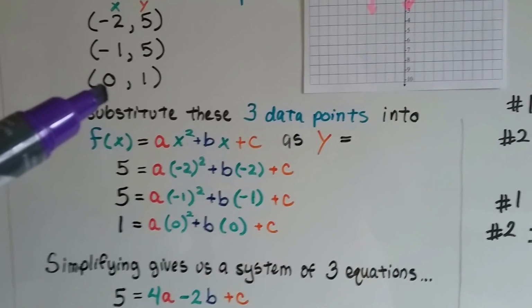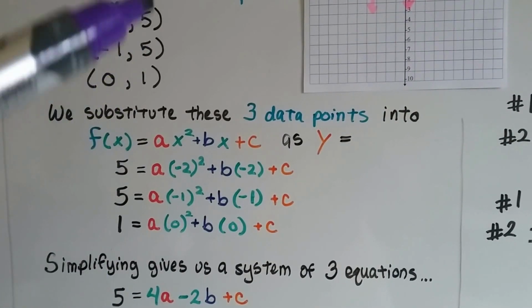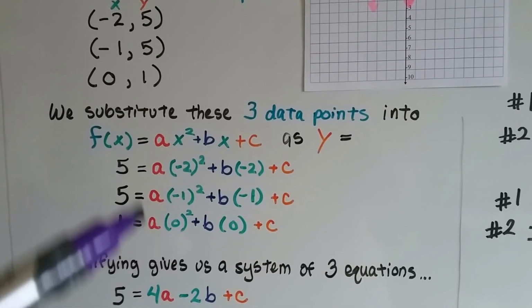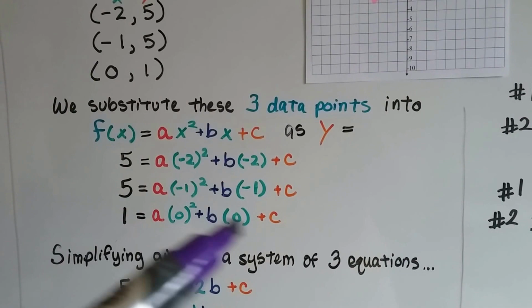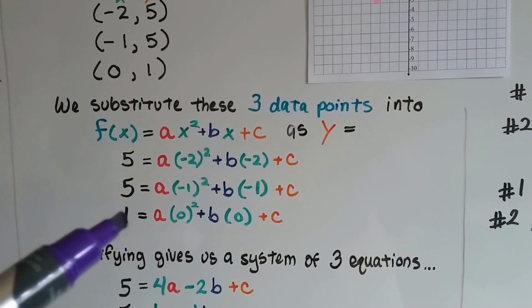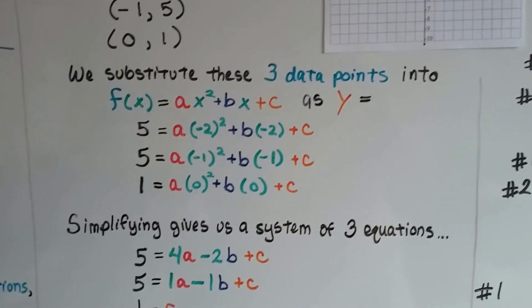And we can see here that this one equals 1, and all the x values are 0. So we don't have any a and b values, do we? Because they're 0. So 1 equals c, doesn't it?